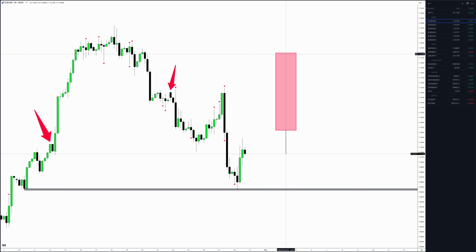Why do I love these candles so much? Because I know that there are traders trapped and they're going to come back for this liquidity here.